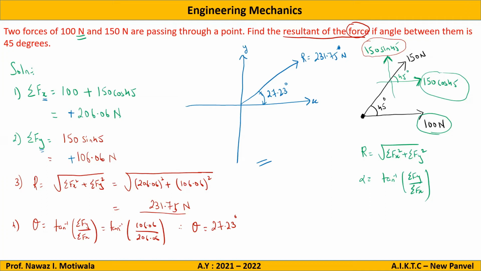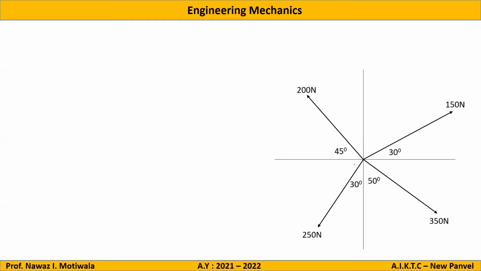Now let us go for the next question of the same type. डायग्राम देख के क्या समझ में आया? करेक्ट. डायग्राम देख के ये समझ में आया कि there are 4 forces and all the 4 forces are passing through one single point. That means it is a concurrent force system. And because it is a concurrent force system, I have only 2 formulas with me.